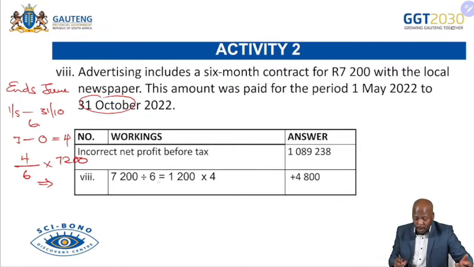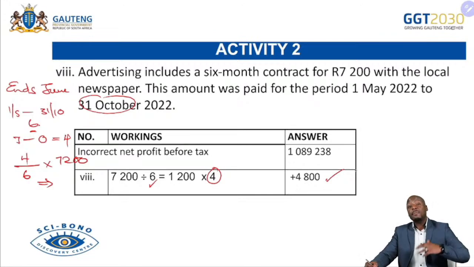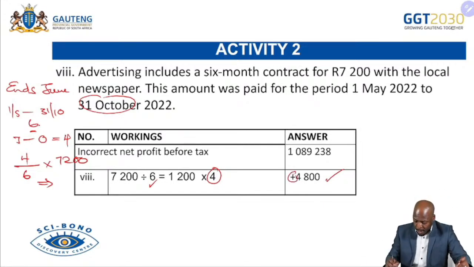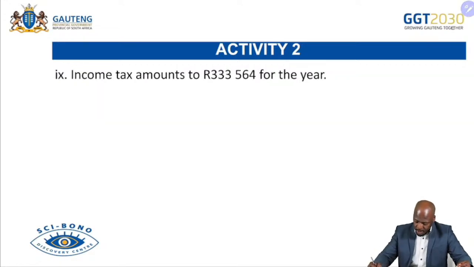Here it is. So the other way was to simply say 7,200 divided by 6 months. This is the 6 months. And then when you get to 1,200, multiplied by the 4 months, which are paid in advance, then you get 4,800. So the moment it is paid in advance, that means our expense was increased. When your expense is increased, your profit is decreased. So the correction, therefore, is to add back to your profit. So that's why you see there's a plus here. Okay, we are adding our profit up. All right, and then income tax amounts to 333,564 for the year.